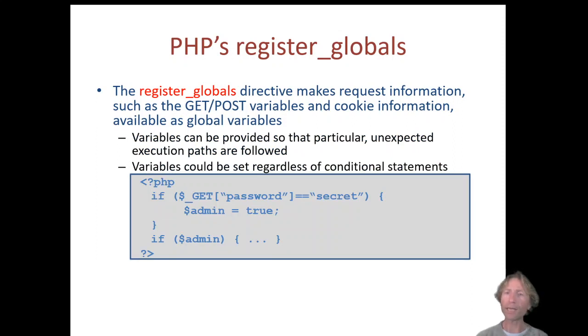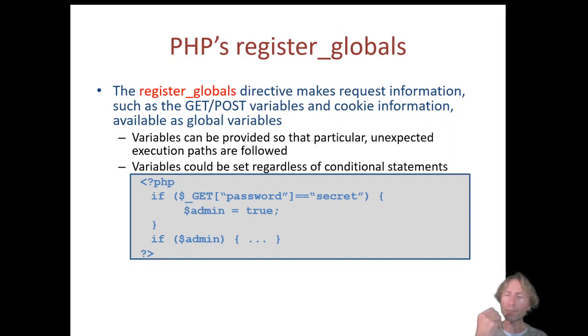In the example here, we have some PHP code that has a get parameter password, and it tests to see if that password is secret, and if it's secret, it sets admin to true, right? So you have some hidden password that nobody knows. In this case, it's secret, and only if you know that the value of admin will be true, and if you're the admin, you can do certain things that you wouldn't normally be able to do.